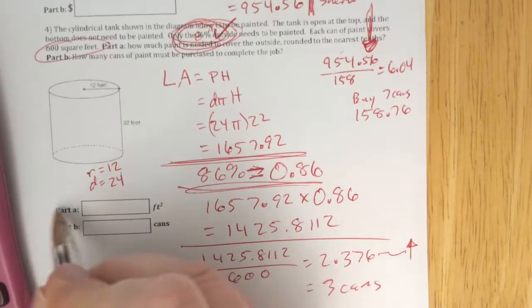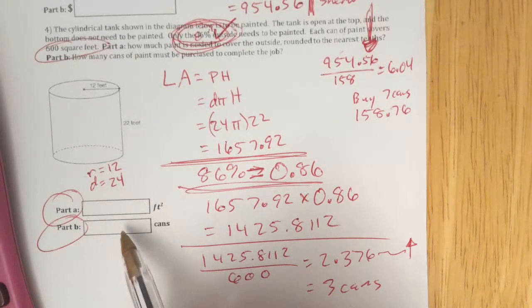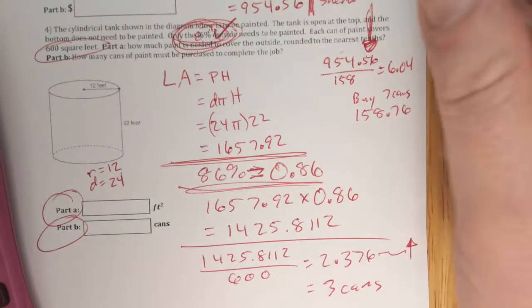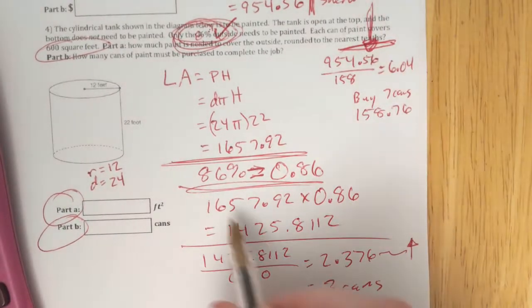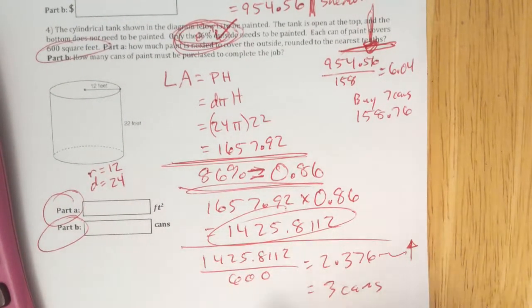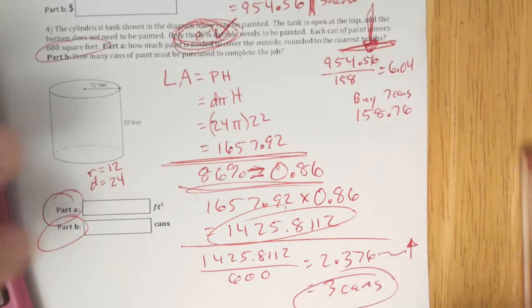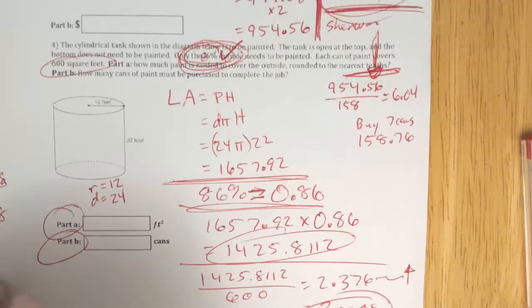All right, and then all you have to do is answer these 2 questions. So how many square feet? And they said to round to the nearest tenth. So take that number, round to the nearest tenth. And then how many cans would you need? There's the answer right there. All right, sweet. Let's keep going.